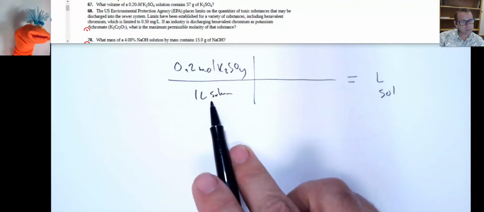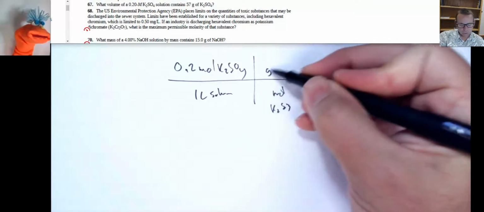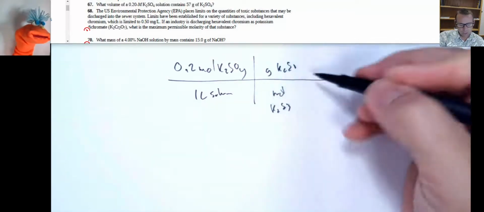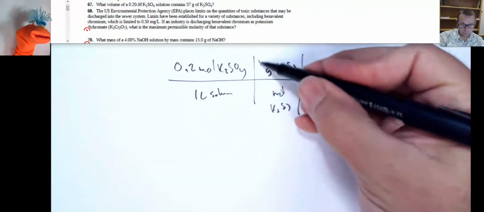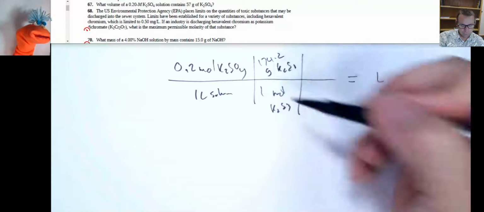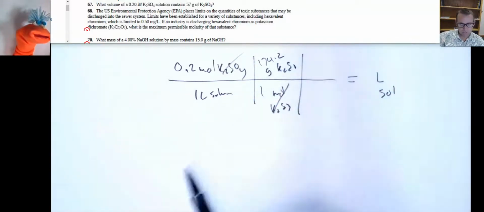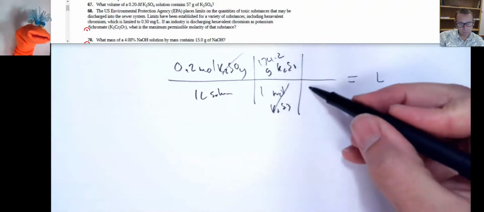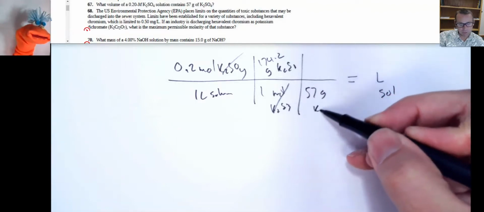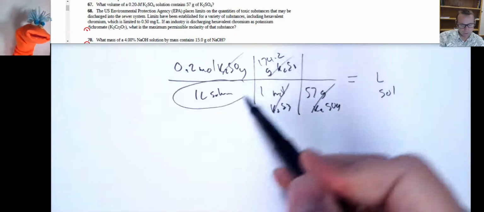I want to have 57 grams of potassium sulfate ultimately. I could go from moles of K2SO4 to grams of K2SO4, and that was the 174.2. All right, and that would put me into grams per liter, and I know that I wanted to get rid of those grams. I wanted to know how much was needed to get 57 grams of K2SO4. So grams would cancel out, but my liters of solution would be on the bottom.